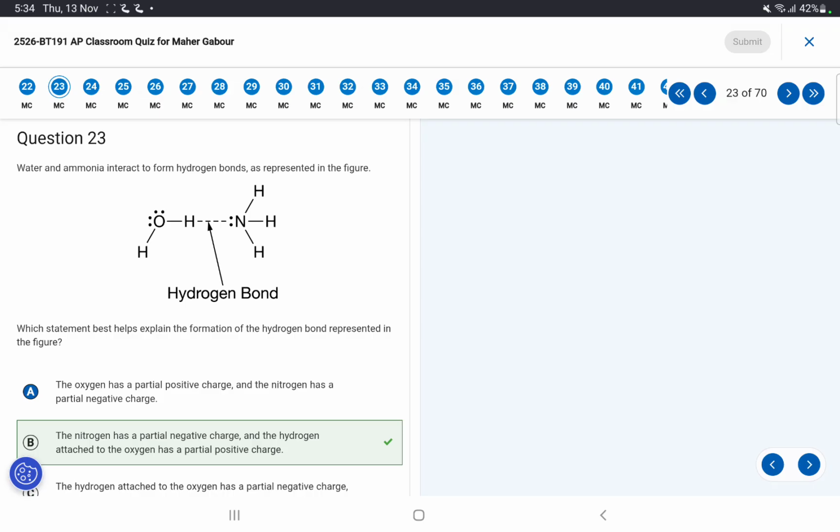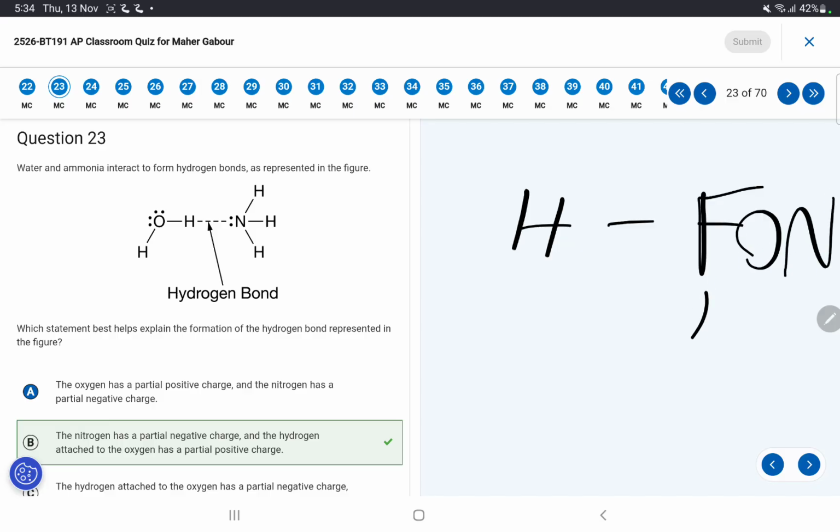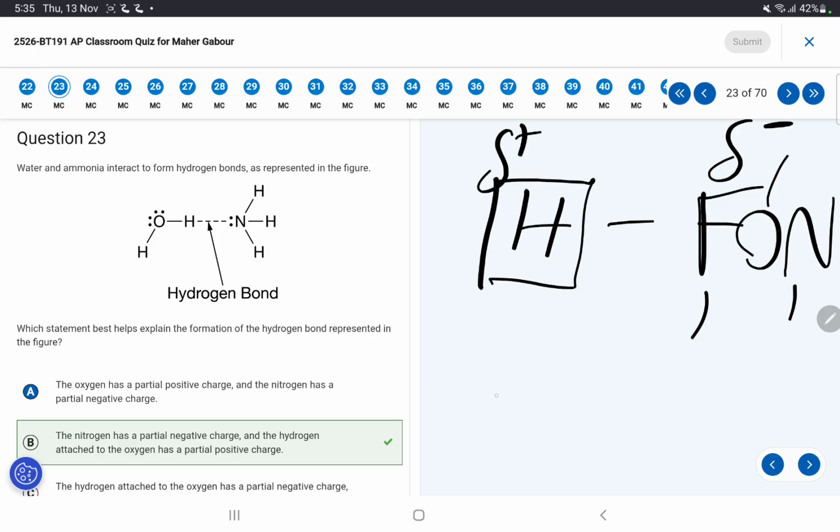Which statement best explains the formation of hydrogen bond between the represented figure? So we know that a hydrogen bond is, from chemistry as well, a hydrogen atom with one of these, with either fluorine, oxygen, or nitrogen. Obviously hydrogen is slightly positive, that means these are all slightly negative. So the definition of a hydrogen bond is a slightly positive hydrogen atom bonding to a slightly negative atom in its vicinity, not in the same molecule.